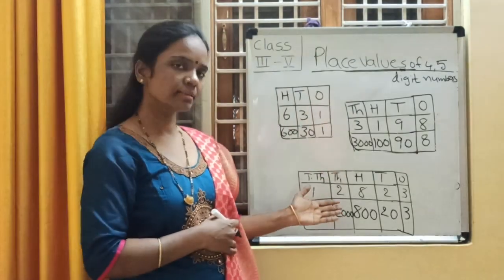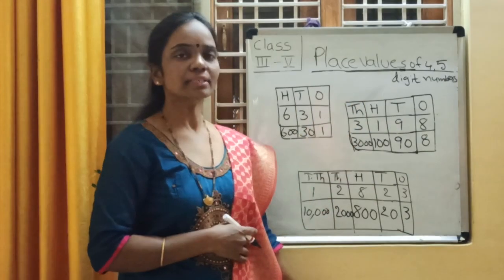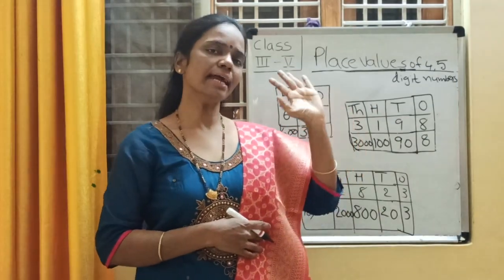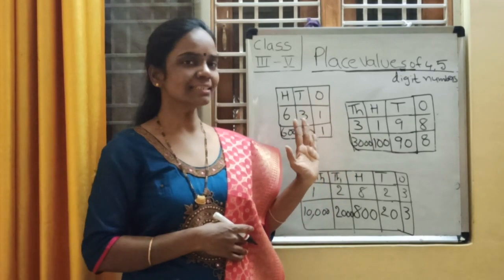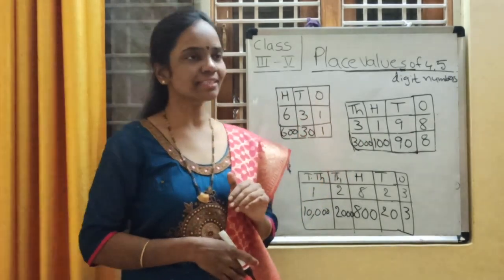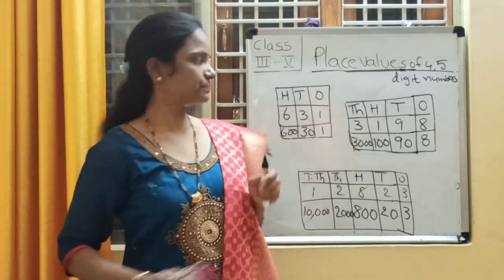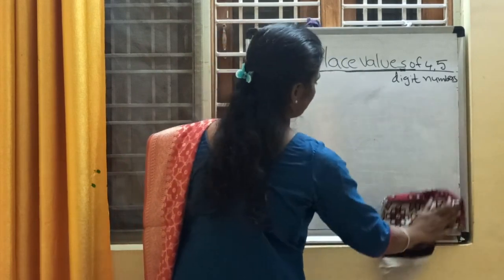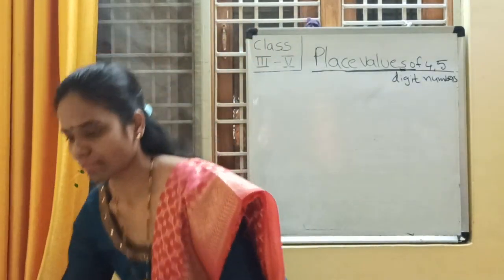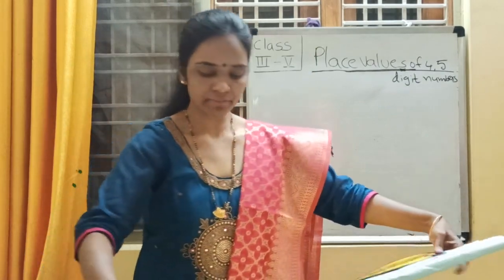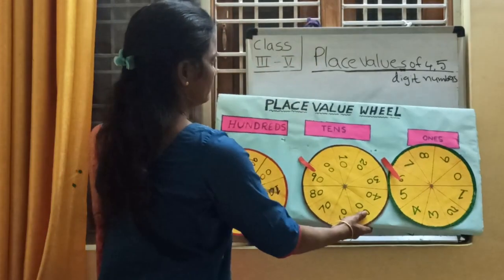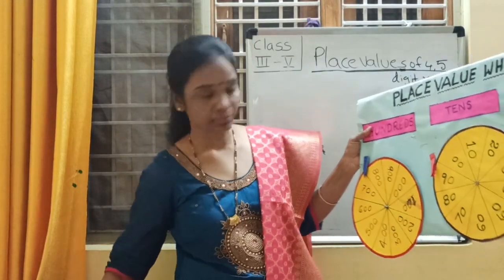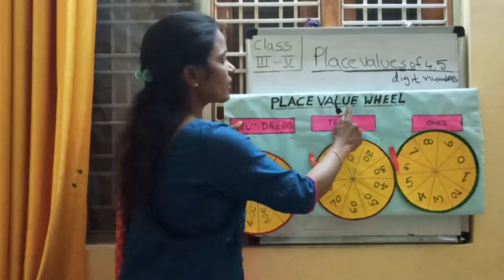In this way we will write the place values of different digit numbers. So here we learnt about place values of a 3-digit number, 4-digit number and 5-digit number. Have you understood, children? Yes. Now I am going to do an activity for this place value. Here I have a wheel. This is a place value wheel.